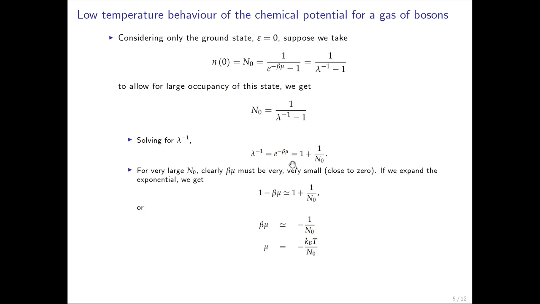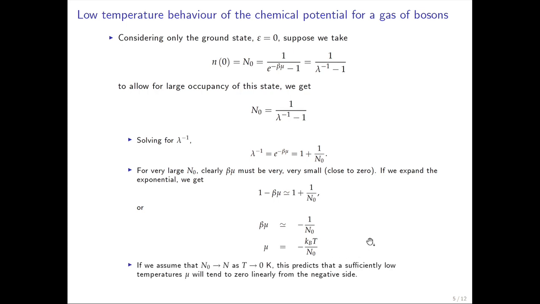So if beta mu is really, really small, then I can expand the exponential and I get 1 minus beta mu. And so for beta mu small, I just set 1 minus beta mu equal to this side. You can solve this, and what you find is, let's write it now in terms of kBT, right? Beta is 1 over kBT. And we see that mu has to be negative and proportional to the temperature and divided by N0. So as we said, if N0 is very, very large, then mu is small and very close to 0. And it goes linearly to 0 with temperature.